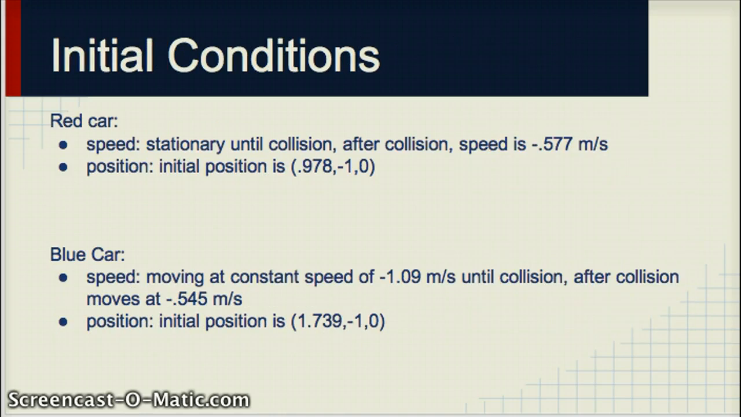The initial conditions of the lab were that there were two cars. The red car, which was stationary until the collision began, and then after the collision, its speed was negative 0.577 meters per second, and its initial position was shown as there. The blue car is the car that's moving at a constant speed of negative 1.09 meters per second until the collision. And then after the collision, when it's combined with the red car, they move together at a speed of negative 0.545. And its position is shown below as well.